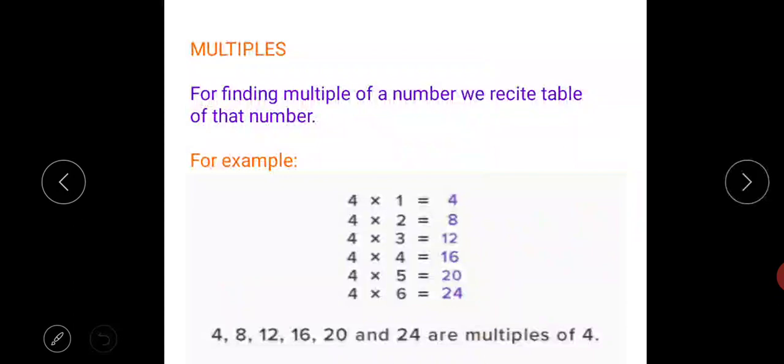Now, multiples of a number. For finding multiples of a number, we recite the table of that number. For example, if we have to find multiples of 4, we recite the table of 4. 4 ones are 4, 4 twos are 8, 4 threes are 12, then 16, 20, 24. All these are multiples of 4. These are the first 6 multiples of 4, and we can find many more multiples of 4.